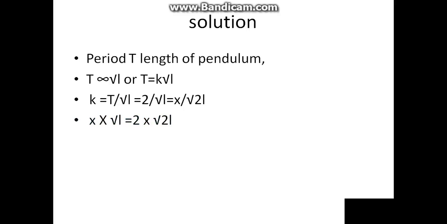x times square root of l is equal to 2 times square root of 2l. x is now equal to 2 times square root of 2 times square root of l all over square root of l. Square root of l cancels out, leaving us with x equals 2 times square root of 2, which gives us 2.83 seconds.